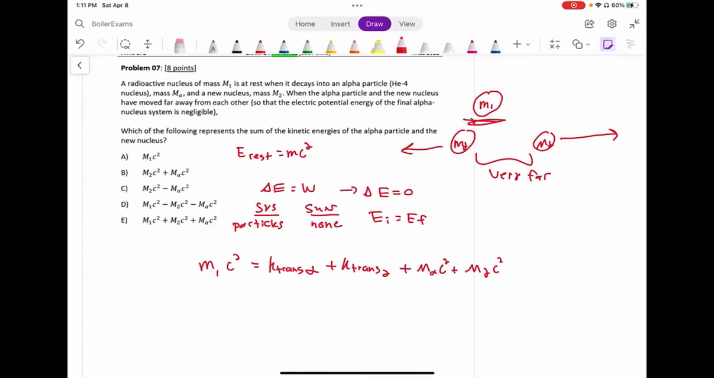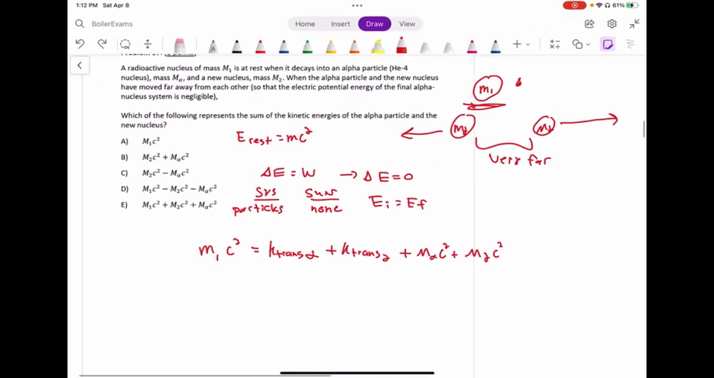So, initially, this first particle isn't moving. It has no translational kinetic energy. The only energy initially there is going to be its rest energy. Finally, after we split into the alpha particle and the second particle, they're going to be really far away, so they have no electric contribution to energy. They both have kinetic energy contributions, which would be half mv squared, as well as their rest energies. So that's our energy principle right there set up.